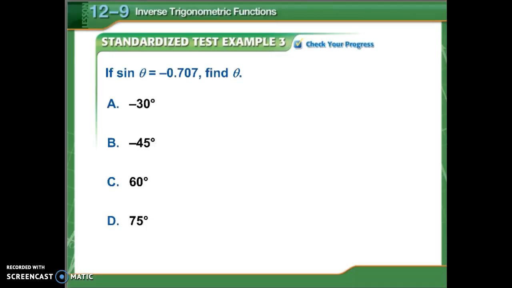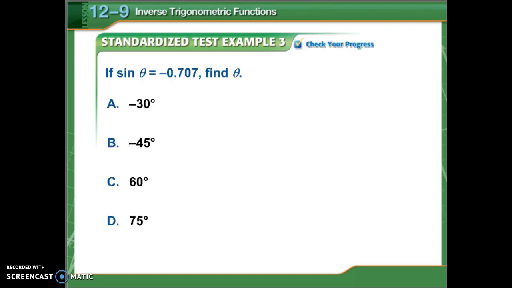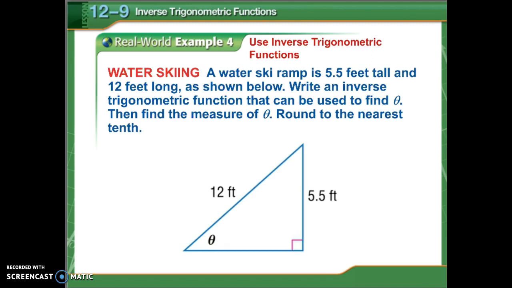Here's one for you to check your progress on. Go ahead and pause the video while you type this in your calculator. When you have your answer, go on to the next screen. Okay, our answer this time is B, negative 45 degrees. And we can move on to example 4.